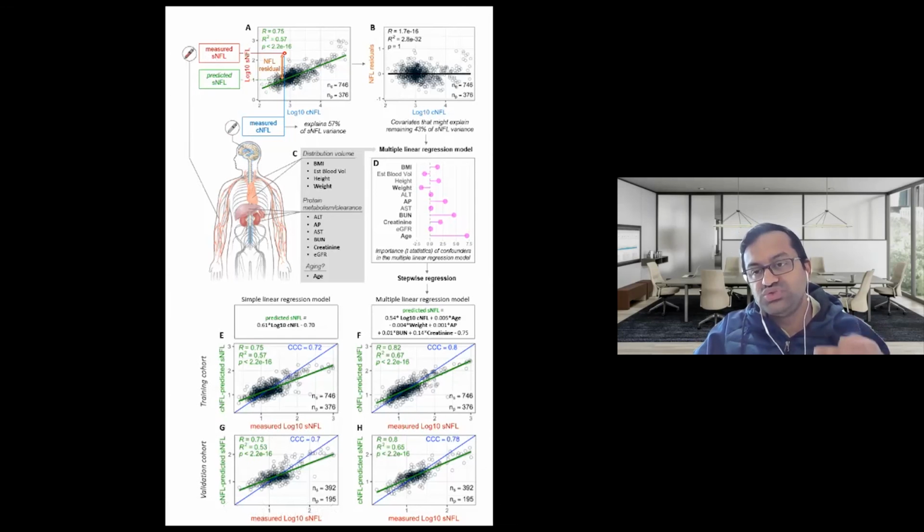If we want to use serum neurofilament light levels as a reliable biomarker for CSF neurofilament light levels, or as a replacement of CSF neurofilament light levels, then these factors must be adjusted using a multiple linear regression model based on their weight.